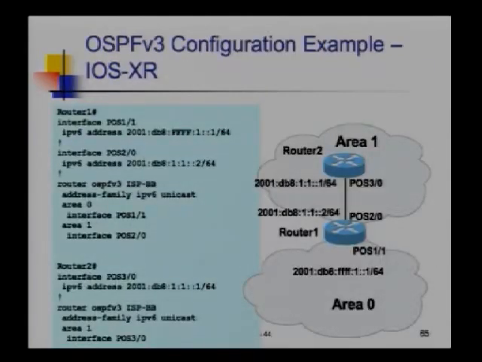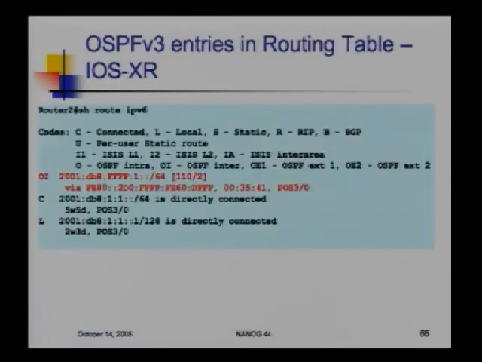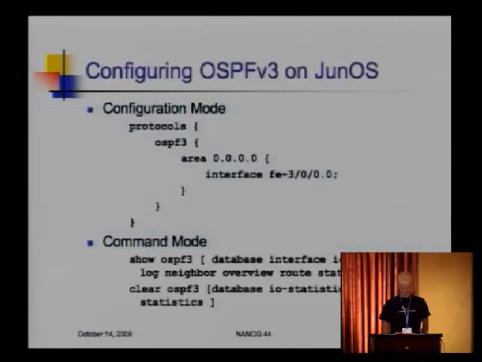So here's a configuration example. I've taken exactly the same layout, same addressing, and given you the XR configuration instead. So I won't bore you by going through it precisely. But you notice how the router OSPFv3 configuration specifies each area and which interfaces sit in which area. Okay, and then looking at the v6 routing table, it looks the same as it did in IOS, pretty much.